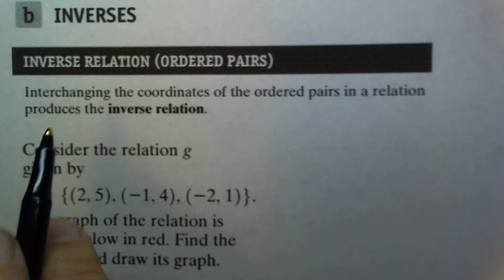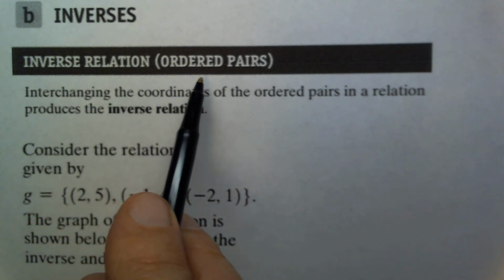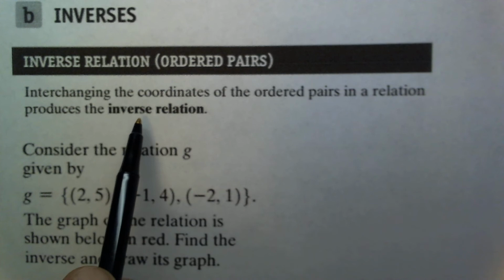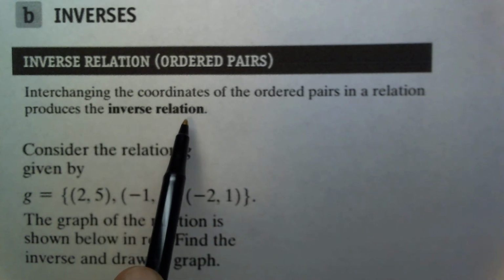Next, we'll be discussing inverses of functions. And first of all, we talk about inverse of relations, or ordered pairs. By interchanging the coordinates of the ordered pairs in a relation, we produce the inverse relation.